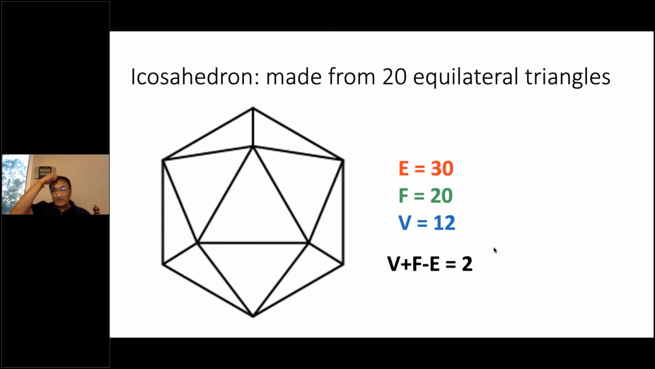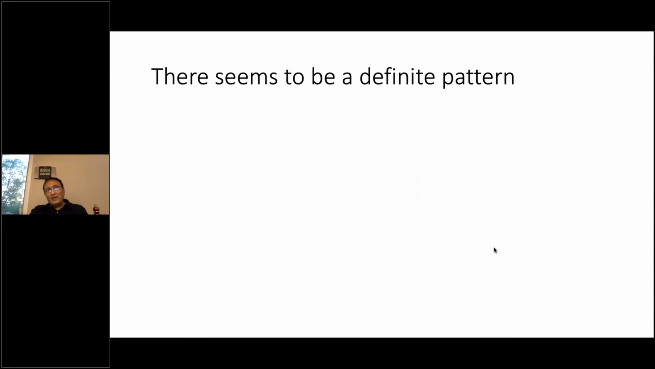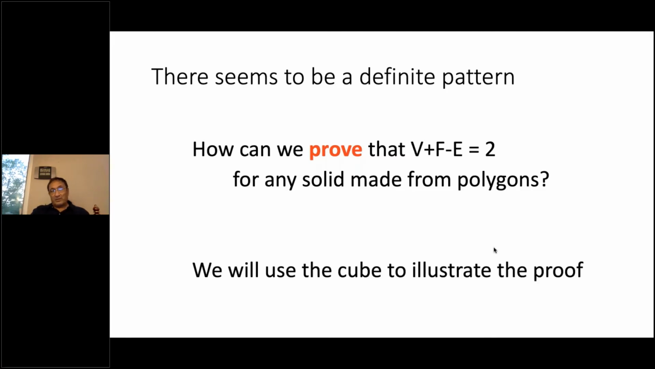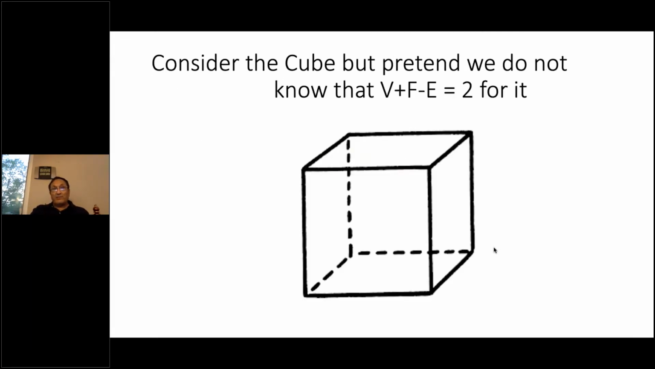We'll actually prove that this V plus F minus E equals 2 is true not just for these solids, but for any solid which can be embedded in a sphere, which is made out of polyhedra. So there seems to be a definite pattern, but the question is, can we prove that V plus F minus E is 2 for any solid made from polygons? So I will illustrate the proof by using the cube. We will consider the cube, but we'll pretend we don't know that V plus F minus E is 2 for it. A cube is a generic object for us, representing any convex polyhedra.